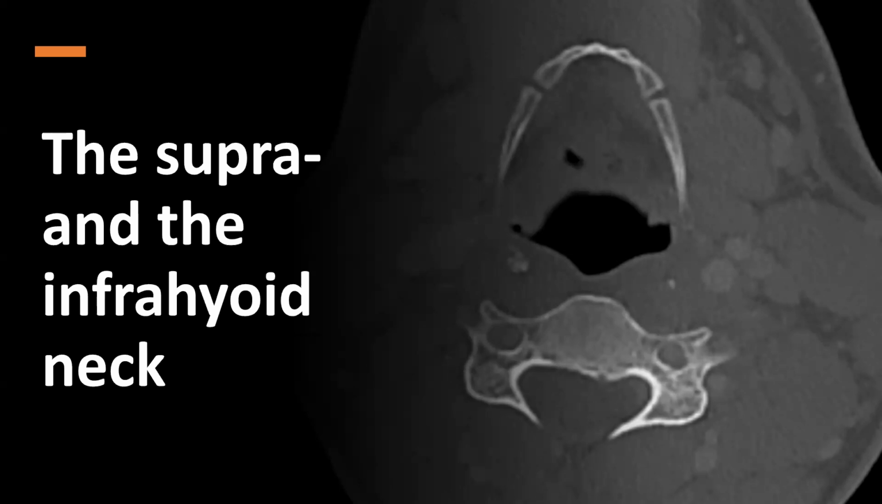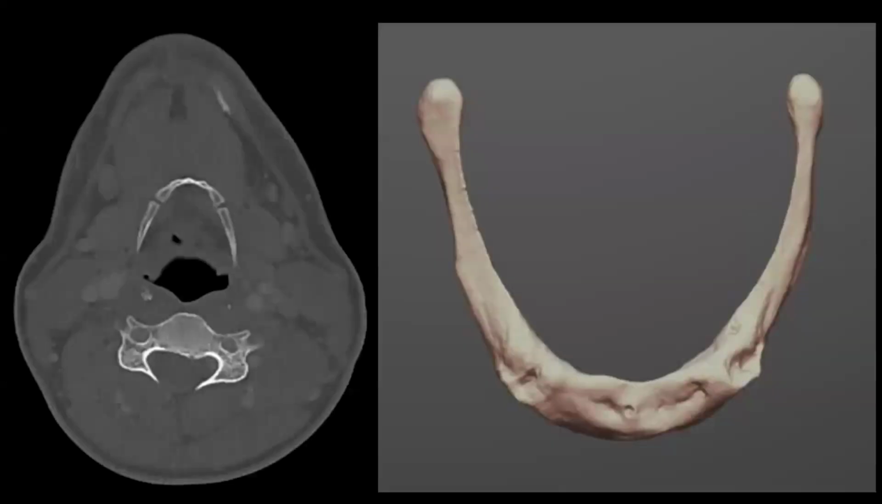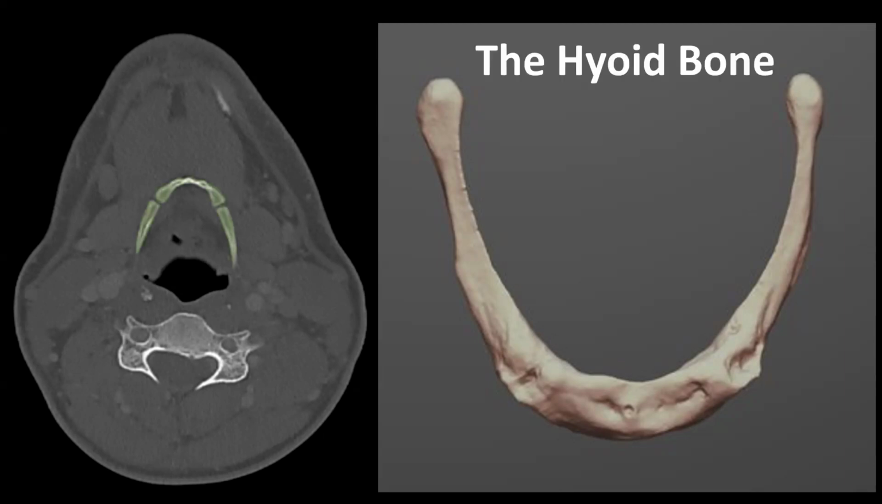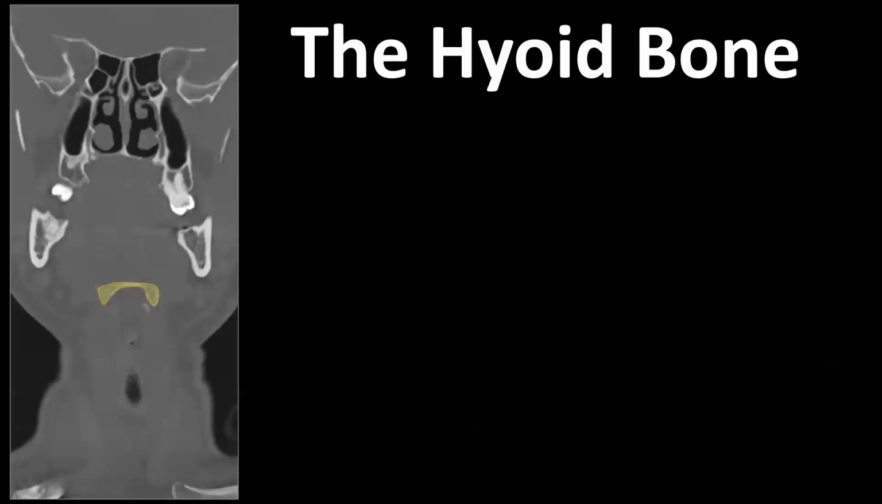Now, to get started, we have to divide the neck into two parts, a suprahyoid part and an infrahyoid part. And of course, the structure of reference for that division is the hyoid bone. That's why we call it suprahyoid, above the hyoid, and infrahyoid, below the hyoid. The hyoid bone is a very small bone, but nevertheless a very important one. It's U-shaped and located anteriorly in the neck.